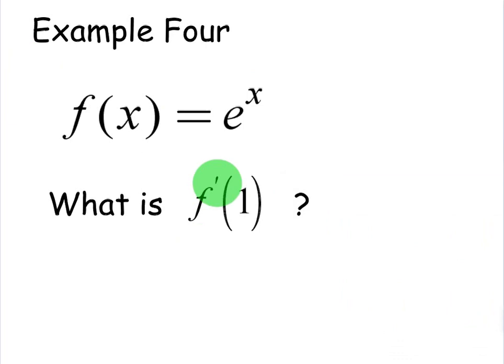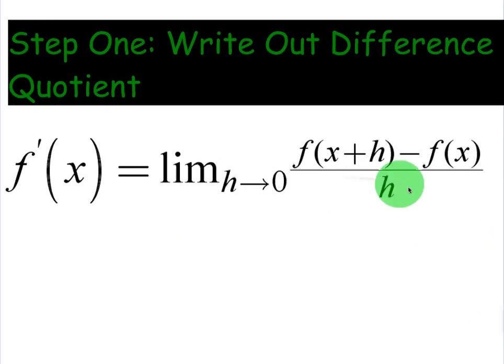So in this example, we want to find f prime of 1, meaning the derivative at x equals 1. How do we do that using a derivative proof? Well, the first thing to know is you need to write out the difference quotient, or the definition of the derivative. F prime of x is equal to the limit as h approaches 0 of f of x plus h minus f of x all over h.